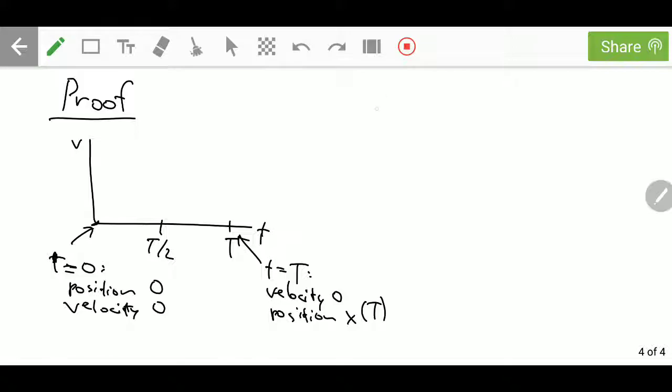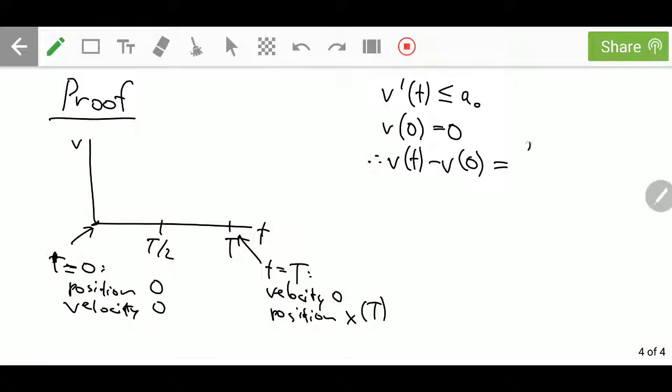So first, we know that v prime of t is less than or equal to a naught. And we know that v of 0 is equal to 0. And so it follows that v of t minus v of 0, which remember is 0, is the integral from 0 to t of a of t, where a of t is just v prime of t, dt, but that is less than or equal to a naught times t. And so we get that v of t is less than or equal to a naught t.